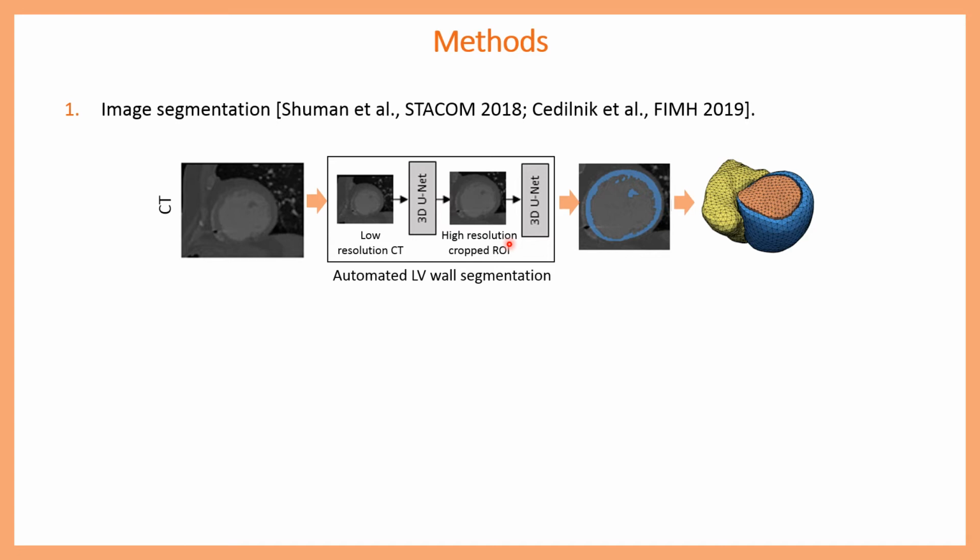The trained model was already available to us for this work, so we didn't have to train it, and we only use it for inference. The network outputs segmentation of the left ventricle endocardium, the wall that is shown here, and also the right ventricle epicardium. After image segmentation, triangular surface meshes are obtained from the masks using the Marching cubes algorithm.